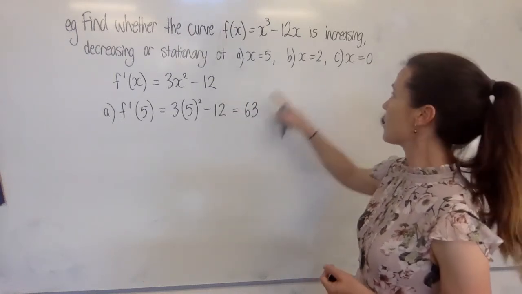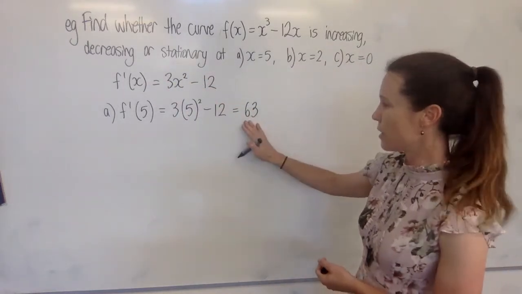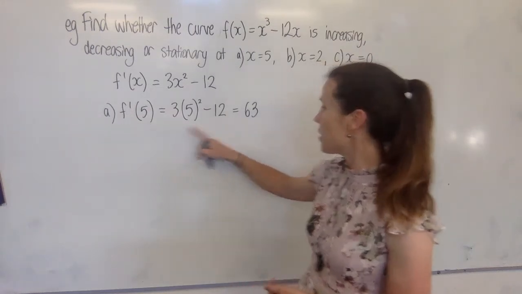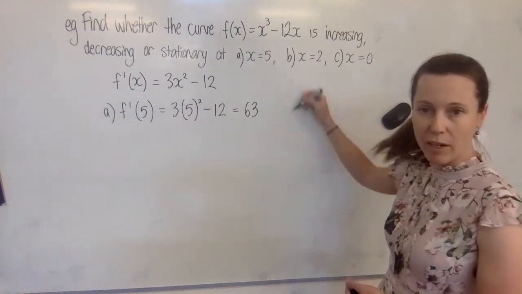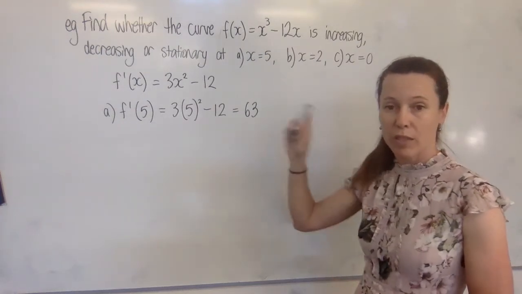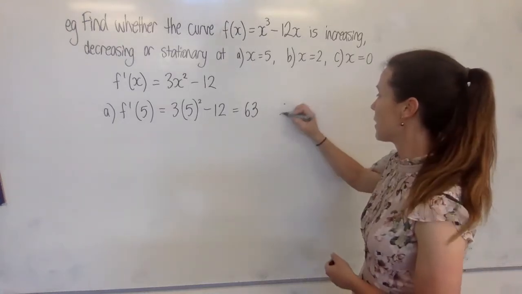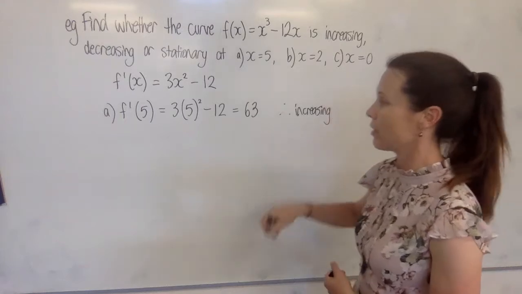Now, what you need to think to decide whether it's increasing, decreasing, or stationary is think about what this number means. This is a gradient of the curve at the point x equals 5. A gradient of 63 is ridiculously steep. That's a rise of 63 for a run of 1. So it's definitely a positive gradient, and we can say that we are increasing at this point, increasing rapidly.